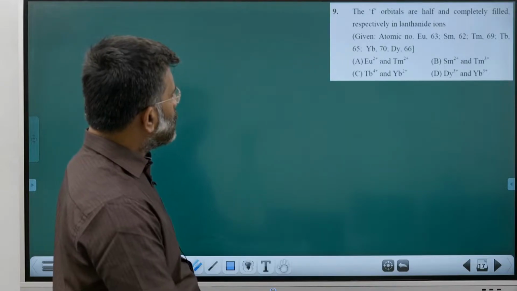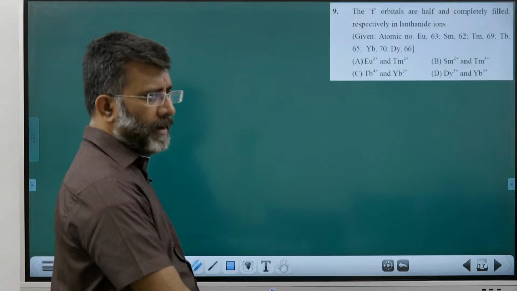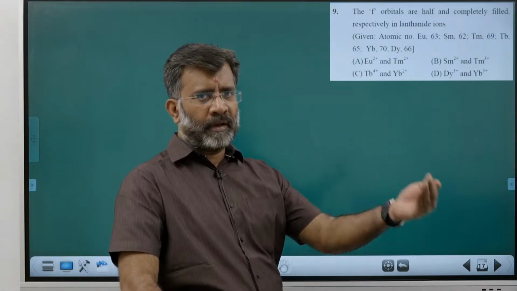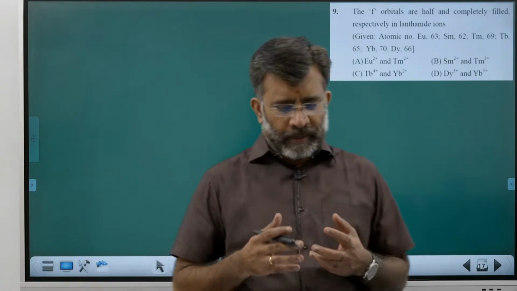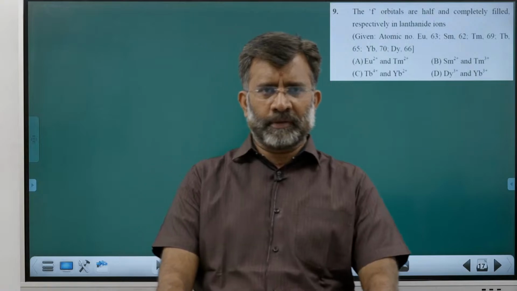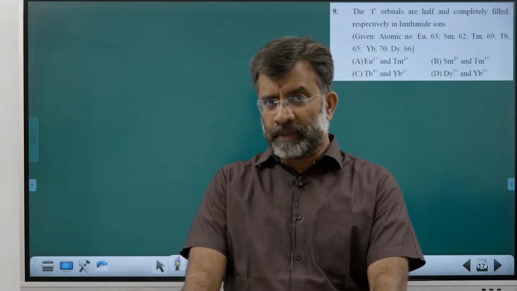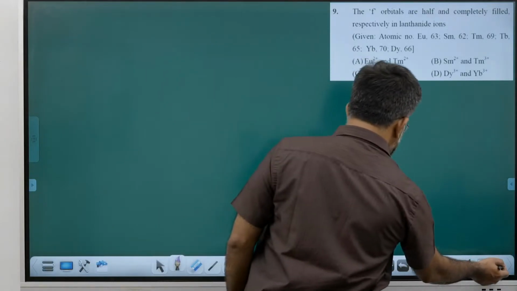The f orbitals are half filled and completely filled respectively. Half filled and completely filled ions from the f block elements. That is the question. It pertains to the interaction you had with the tabulated information regarding lanthanoids and actinoids, particularly their electronic configuration. I am sure you know which element it is.